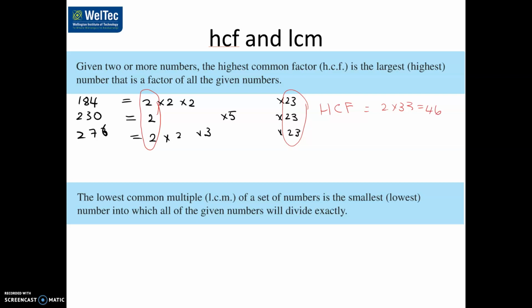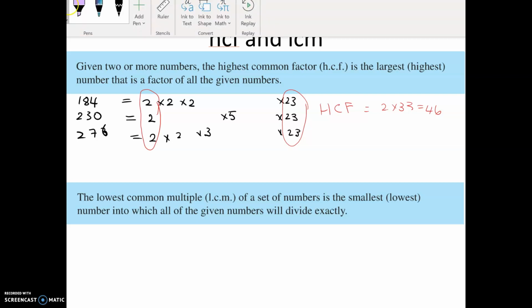So prime factorise, you've actually got a button on your calculator that can do that. If there are no common factors, then the highest common factor is 1. So let's find the lowest common multiple of all of those.